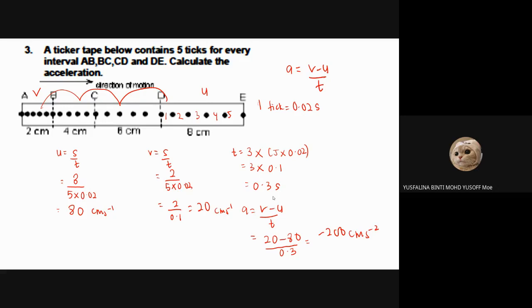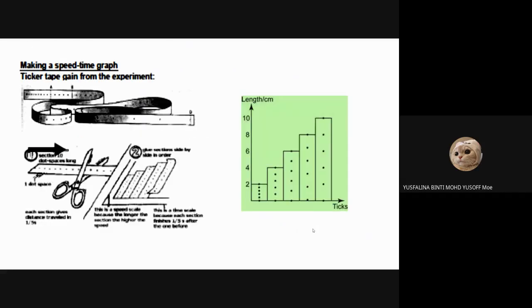So what does it mean by negative here? Anyone? Yes, very good. Deceleration. It means the object is in deceleration, means the velocity is decreasing. Right? The velocity decreasing. So this experiment we do later, when the school opens.